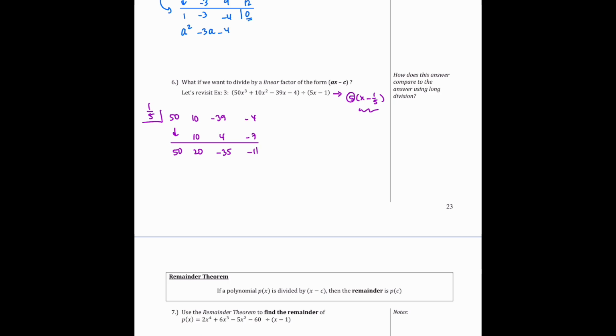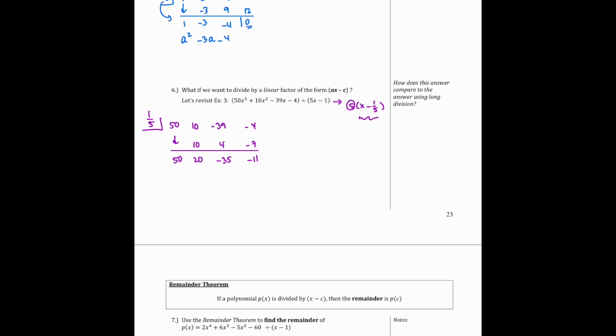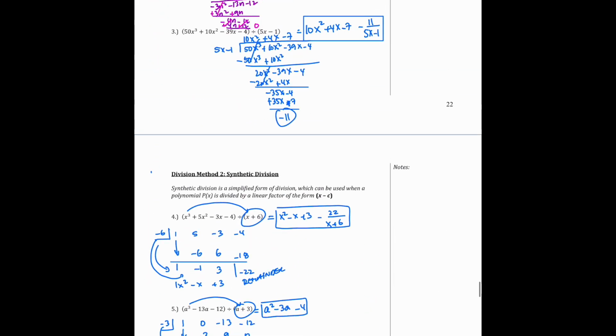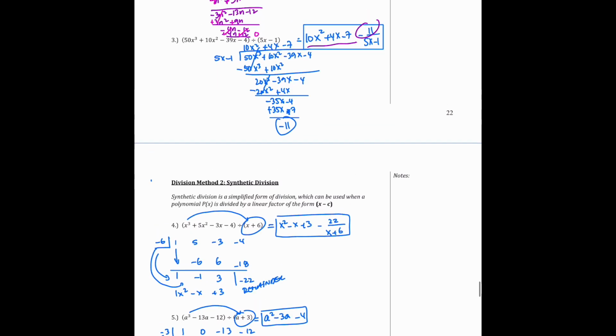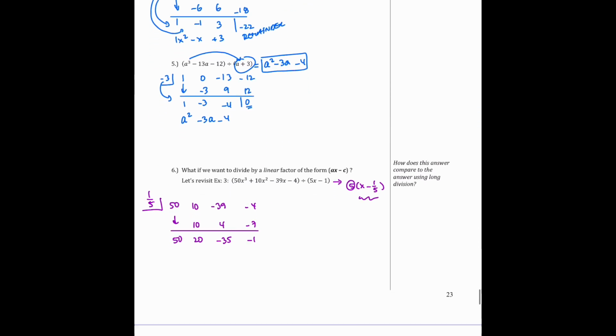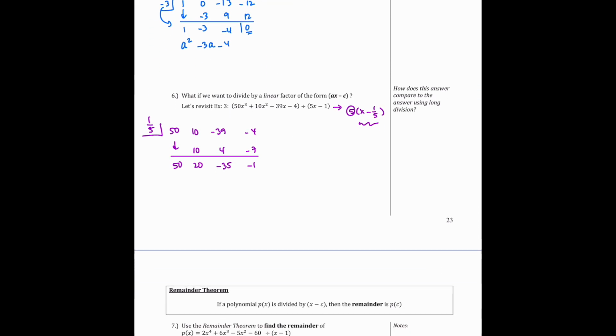Now, if you know this is really your quotient, the 50, the 20, the negative 35 are not quite what we got here. Even though the remainder looks fine, the quotient is not the same. And the reason is because we took this 5 out. So in a way, because we took the 5 out, we have to go back and compensate for that. So I have to divide all this here by 5. So this becomes 10, 4, and negative 7.